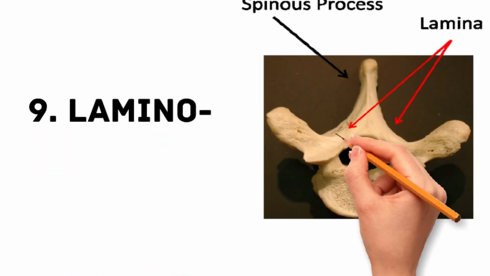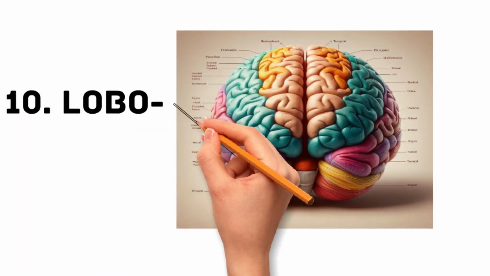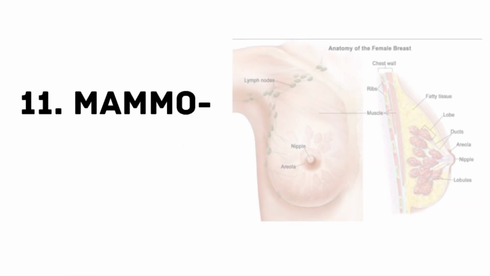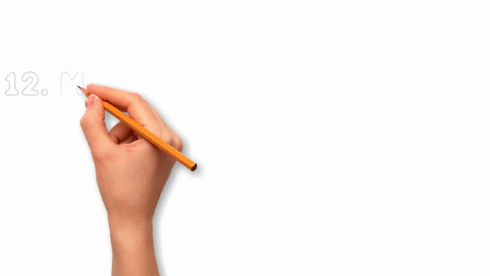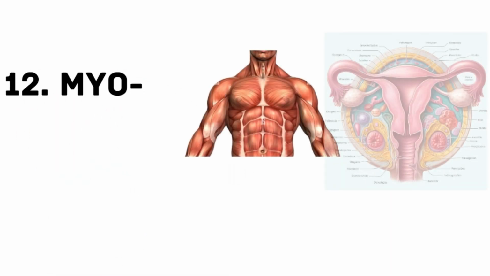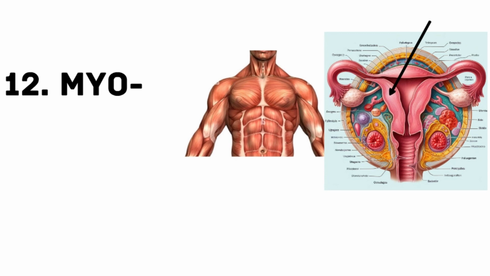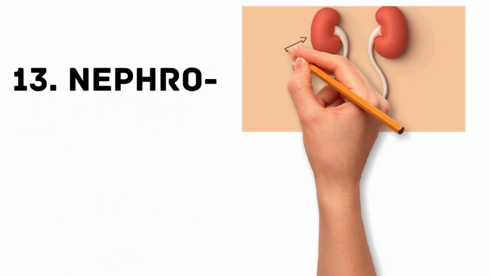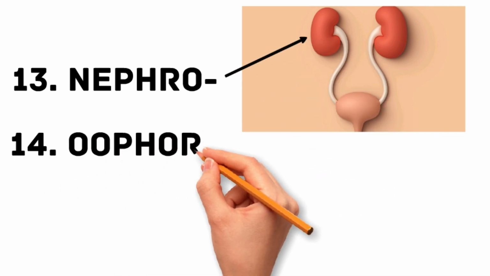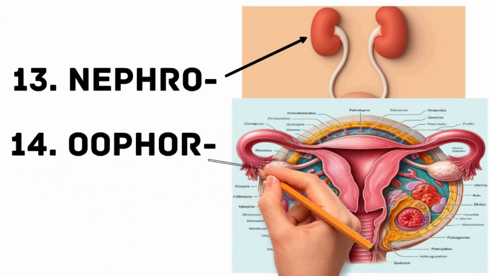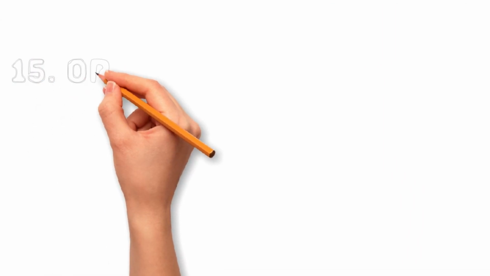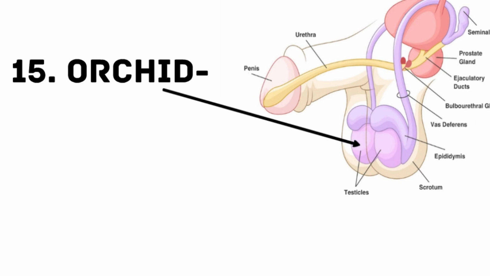9. Lamino, means a section of the vertebrae. 10. Lobo, means lobes, for example, a lobe of the cerebellum, cerebrum, etc. 11. Mamo, means breast. 12. Myo means muscle, like myometrium, muscular layer of the uterus, and myocardium, muscular layer of the heart. 13. Nephro, kidneys. 14. Oophore means ovary. Just pronounce the PH in oophore as F or V to get ovary. 15. Orchid means the testis.